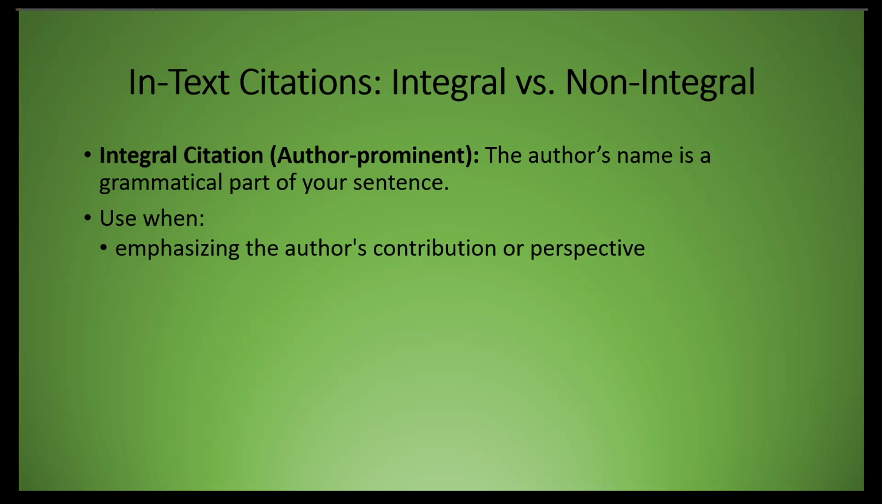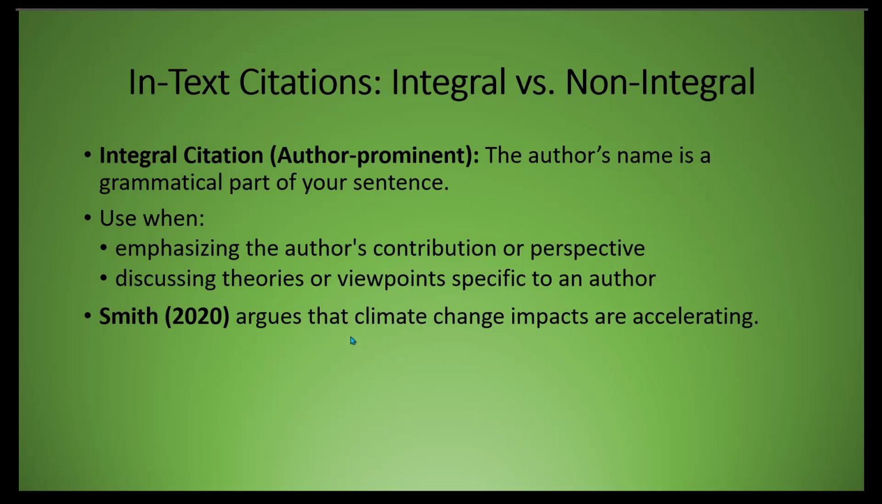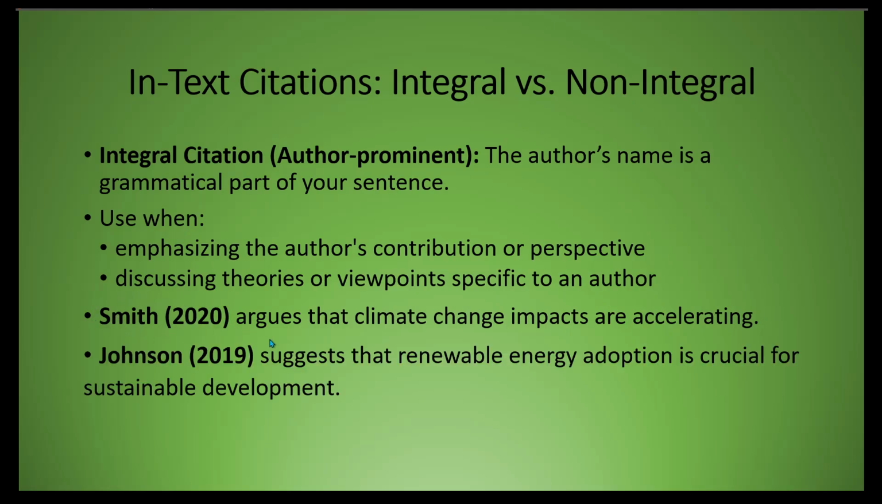We use integral citations or author prominent citations when you want to emphasize the author's contribution or perspective to your writing. This is useful when discussing theories or viewpoints specific to an author. Specifically, if it's a controversial statement, you definitely want to say this is the author who's saying it. So here's an example. Smith 2020 argues that climate change impacts are accelerating. Smith is the subject of the sentence. This is together the integral citation, right?